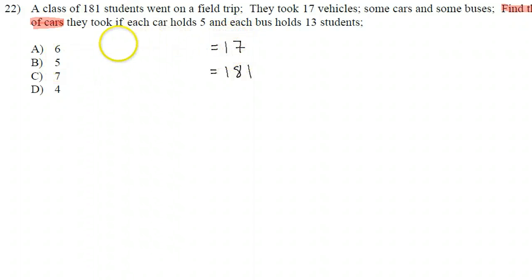Well, we don't know the number of cars, so we'll call that C. We don't know how many buses we have, we'll call that B, but I know altogether, if I add them, it is 17.